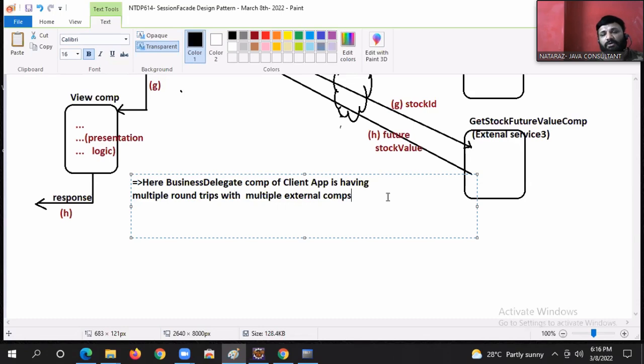Having multiple round trips with multiple external components leads to a performance issue.